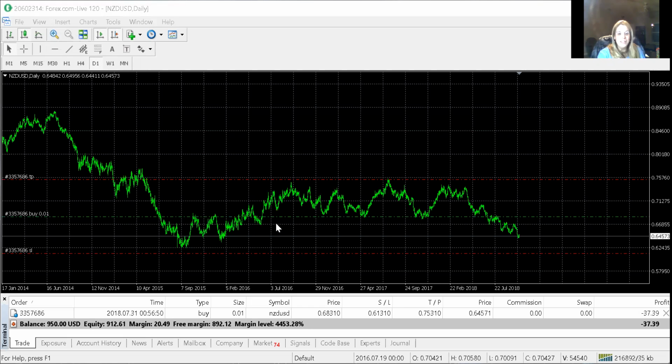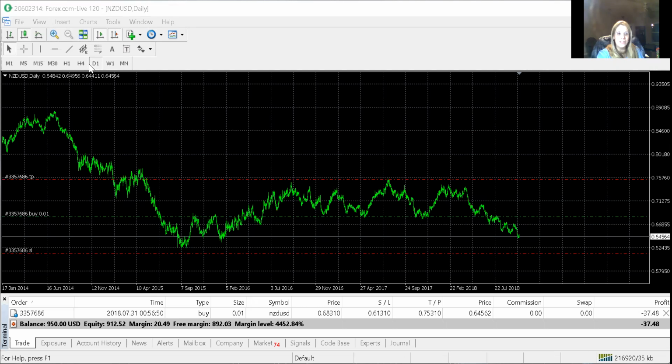So this is actually a buy, and it is in at 0.68310. And it is a lot size of 0.01. And the reason I have it on the lowest lot size is dealing with my stop loss and my take profit. And I'll explain that when we get to there.